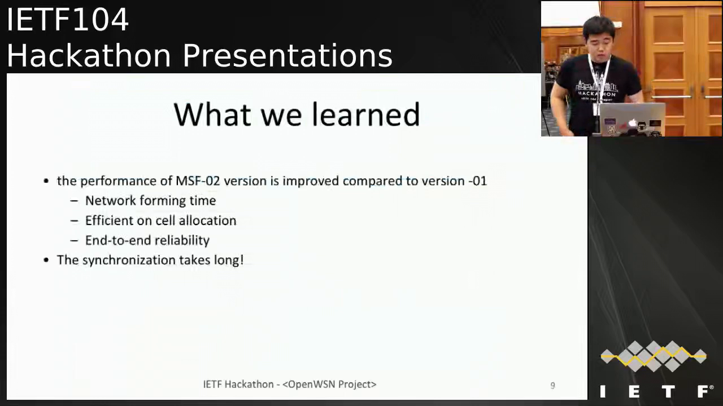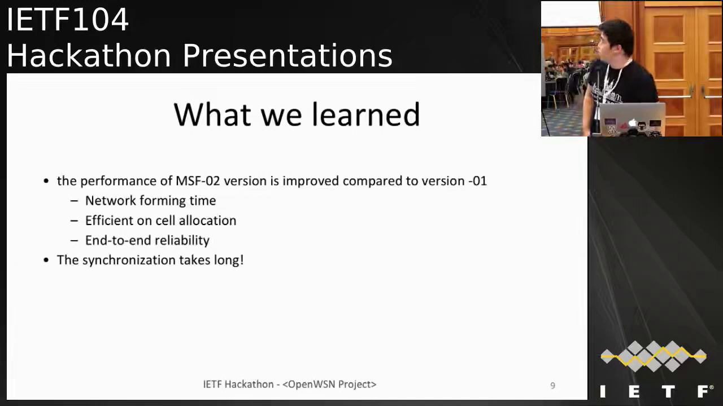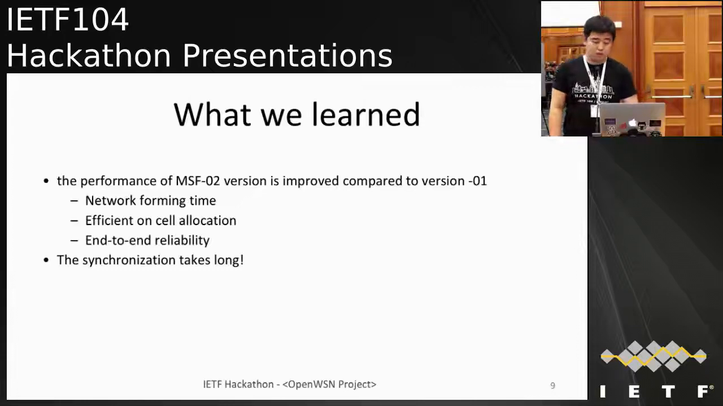So what we learned is that the latest MSF draft version is better than the previous one in three aspects: network forming time, cell allocation efficiency, and reliability is also increased. We also found a problem: synchronization takes long, because of the channel hopping feature. We are continuing working on this.